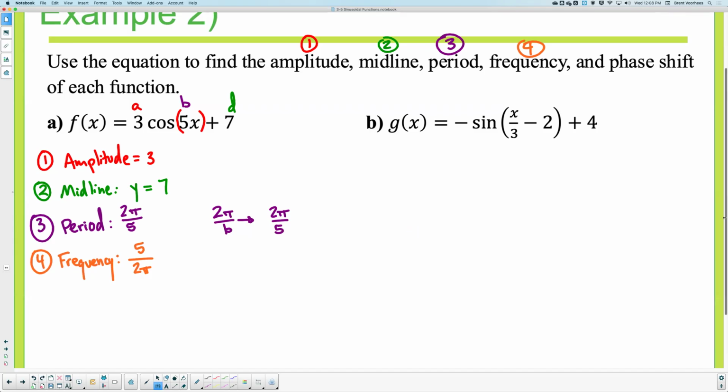Finally, this one says phase shift. Phase shift is represented by the letter C. What is our C in this problem? 0. C is not there, so C is 0. Therefore, there is no phase shift. I'll write NA since C equals 0. It's not applicable. Make sense?